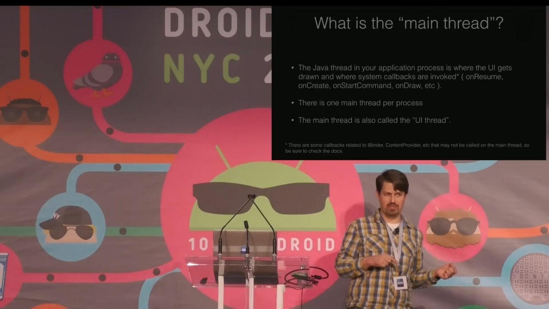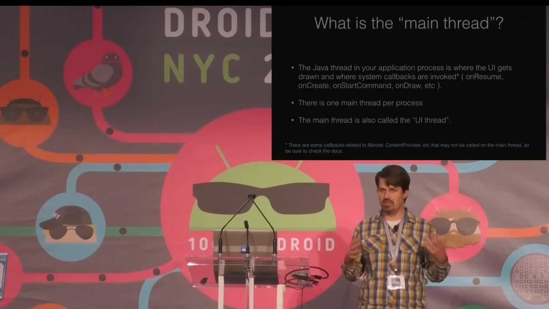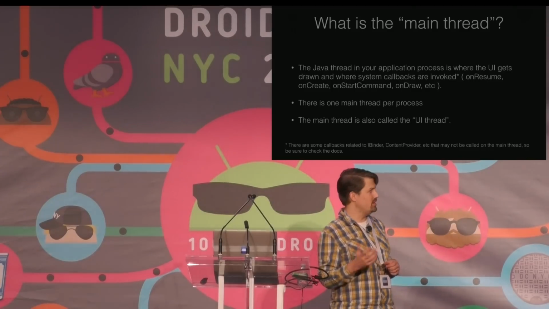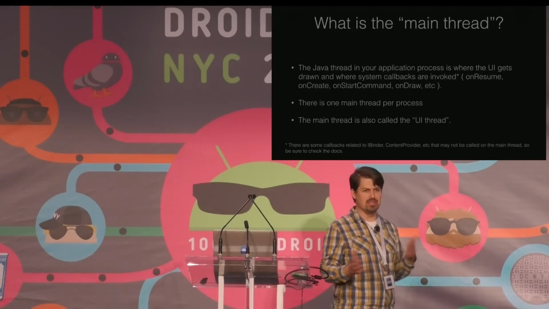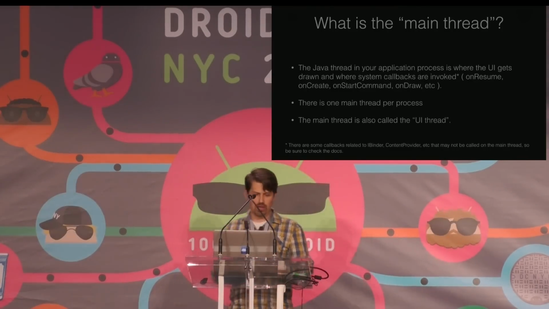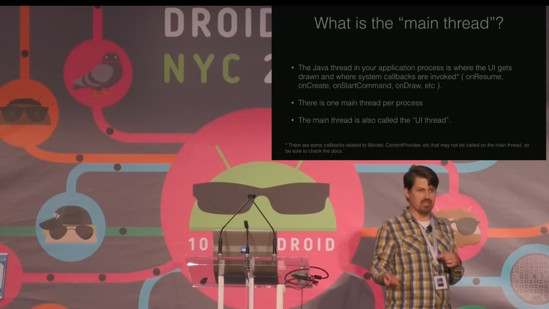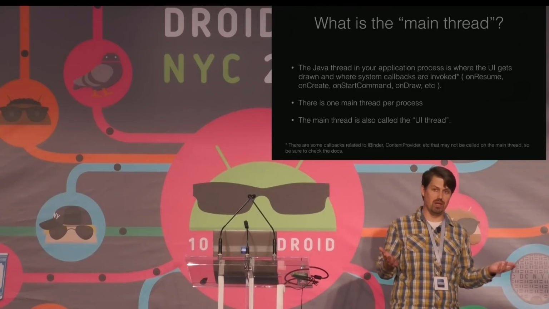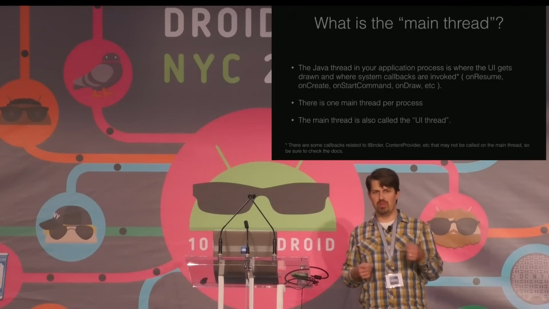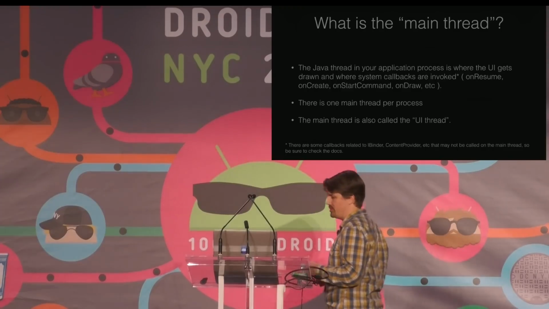There's one main thread per process. Most apps are one process, but if you split your app into multiple processes for services or other things like that, you can have one main thread per process. Also, a lot of times, you'll see it called the UI thread. It's the same thing. Main thread, UI thread, same thing. And I'll note there are a few exceptions to when things are called on the main thread from the system calls, and those are usually called out in the Android docs, sometimes related to iBinder or content provider or other things. So just make sure that you check the docs if you're assuming that something's being called from the main thread.